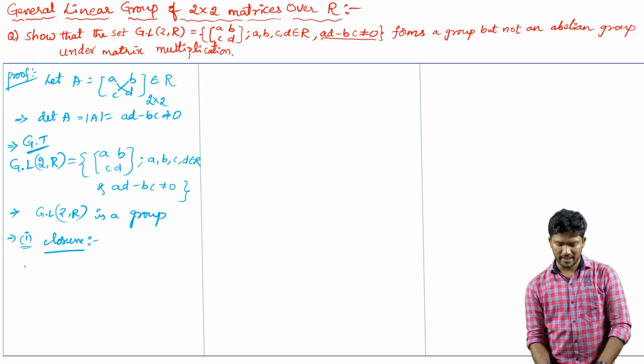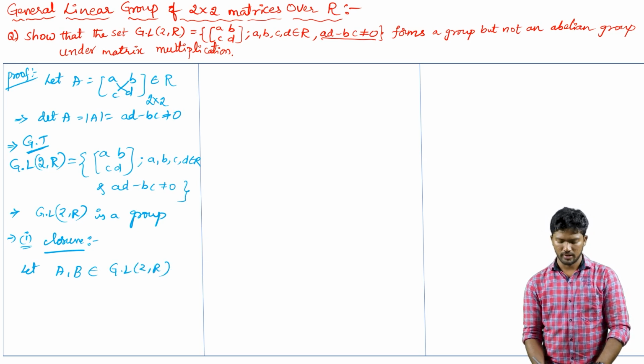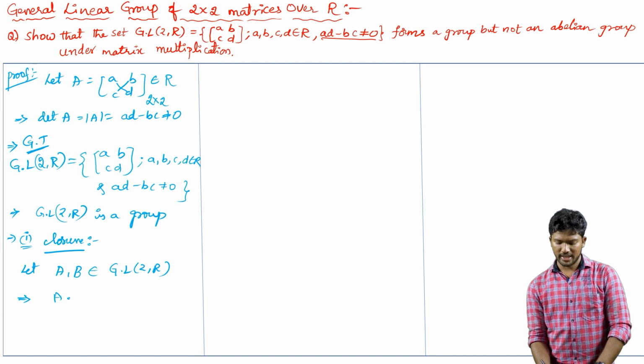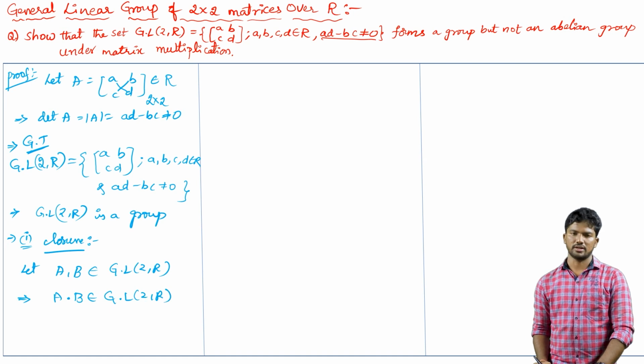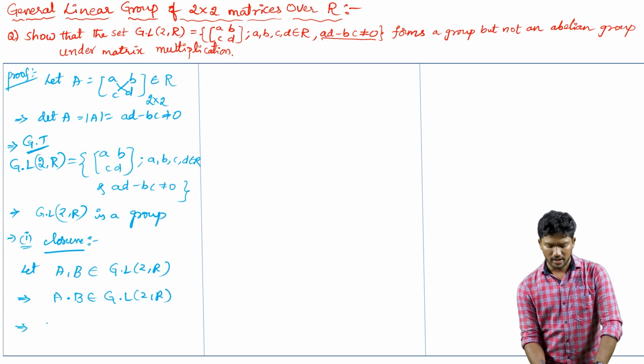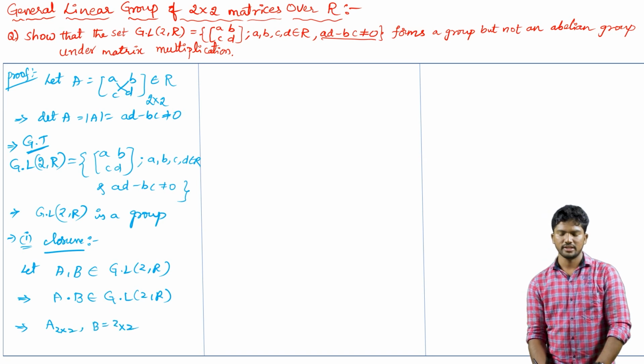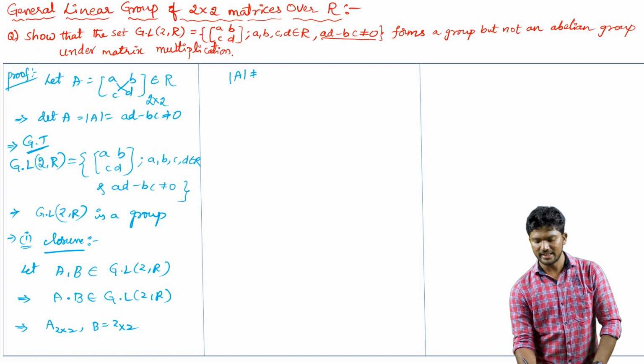So let capital A, B belong to GL(2, R), the general linear group. Now their multiplication A into B also belongs to GL(2, R). Why? Because here A is a 2 by 2 matrix and B is a 2 by 2 matrix, and det of A is not equal to 0 and det of B is not equal to 0. Therefore if you take their product A into B, you will get a 2 by 2 matrix only.